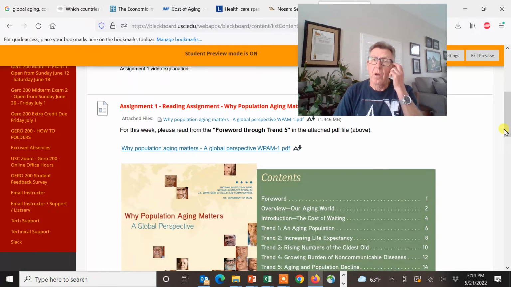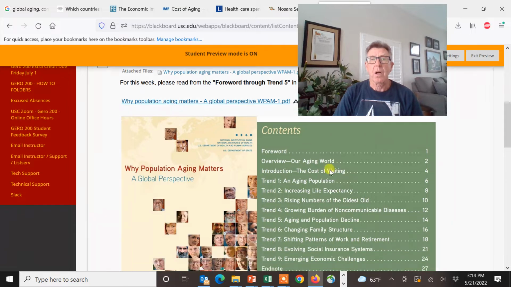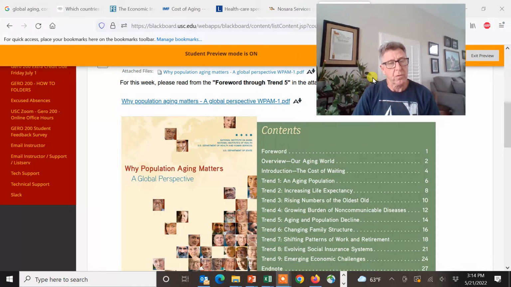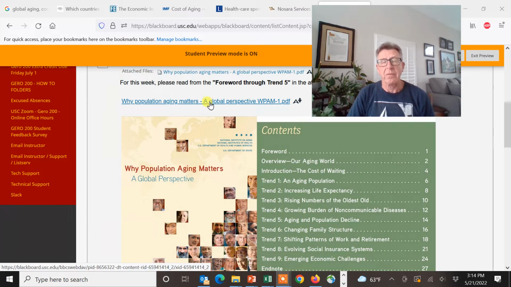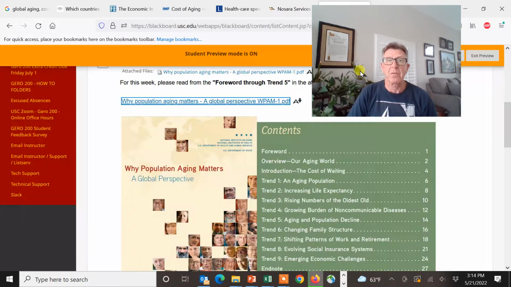So it says right here that we want you to go through from forward through trend 5. So you'll see how this thing works out. I'm going to guide you through this, okay? But you are going to have to read through it, okay? And get the proper perspective so you can do the quiz. It'll help you also in terms of your first writing assignment, okay? And then it also will help you in terms of doing midterm 1.